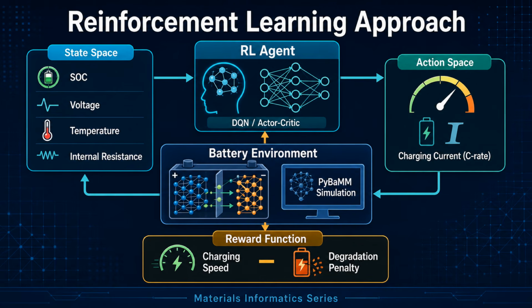Reinforcement learning provides an elegant framework for charging optimization. The state space includes state of charge, terminal voltage, temperature, and internal resistance. The action space is the charging current at each step, ranging from trickle to fast rates. The reward function balances charging speed against degradation penalty. Deep Q networks or actor-critic methods learn optimal policies through simulated charging cycles using PyBaMM for physics-accurate battery modeling.